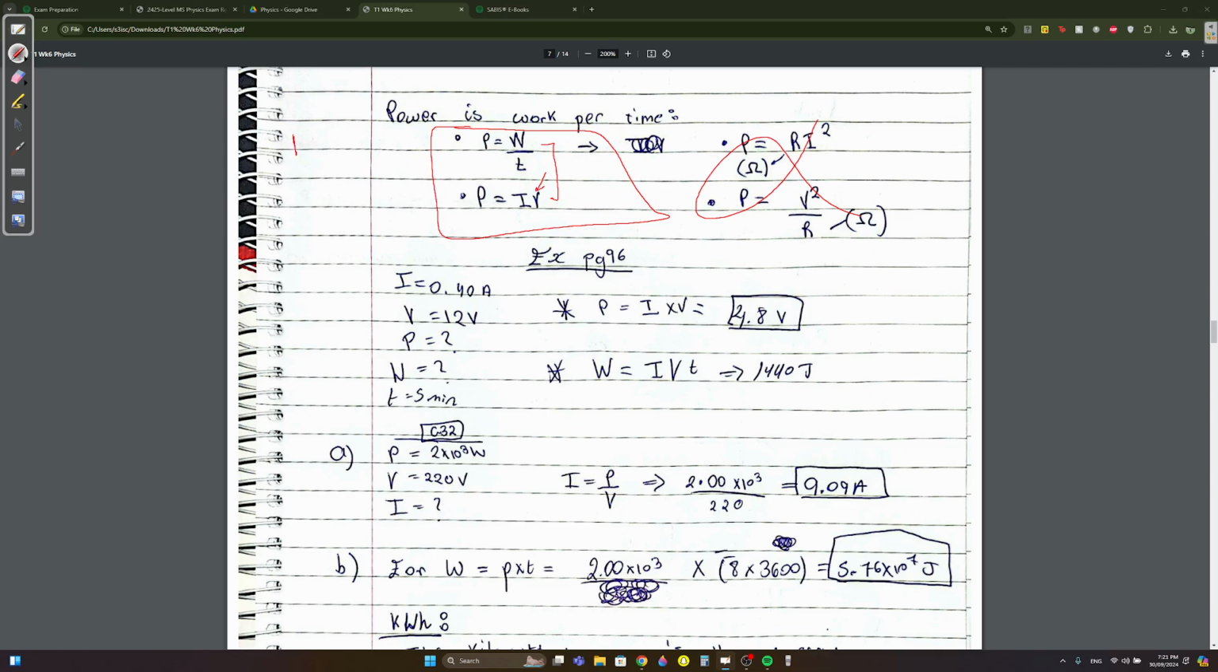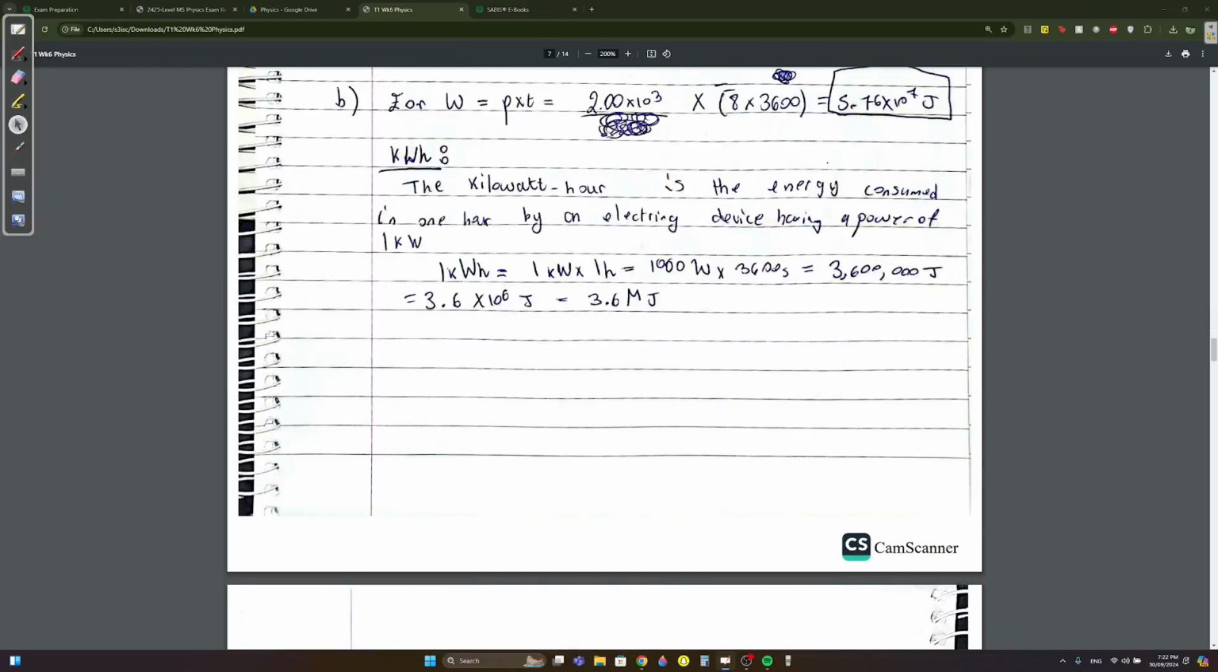Let me prove it for you. Power equals work divided by time. Work is equal to QV divided by time. Q is equal to IT, right? So P equals IT times V divided by T. Cancel, cancel, you're gonna get P equals IV. I just derived for you P equals IV from P equals W over T. Okay? Very easy, easy to memorize. These are just questions.